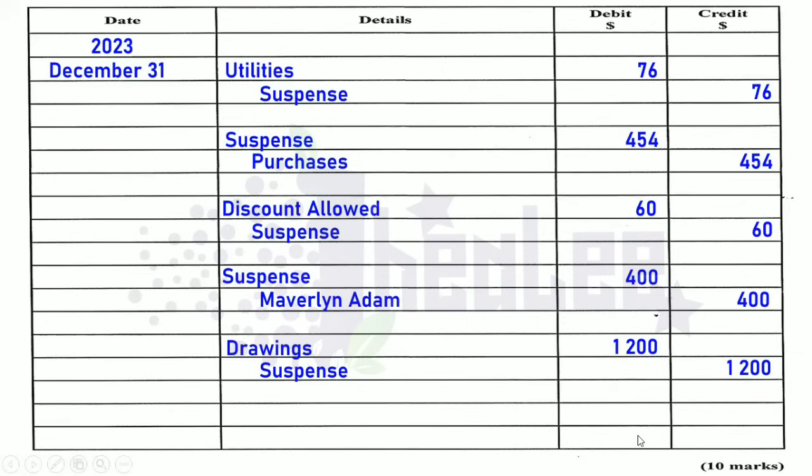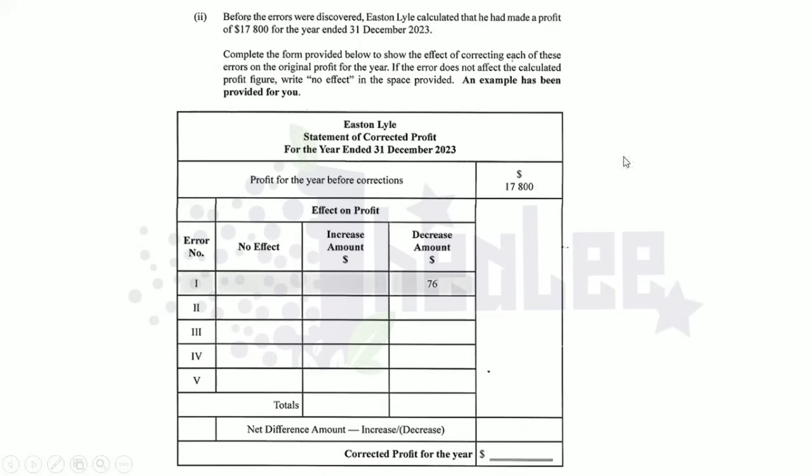Now let's move into the other part of the question. And this part of the question reads, before the errors were discovered, Eastonline calculated that he had made a profit of $17,800 for the year ended 31st of December 2023. And you're asked to complete the form provided below to show the effect of correcting each of these errors on the original profit for the year. If the error does not affect the calculated profit figure, you're simply asked to write no effect in the space provided. And an example was done for you.